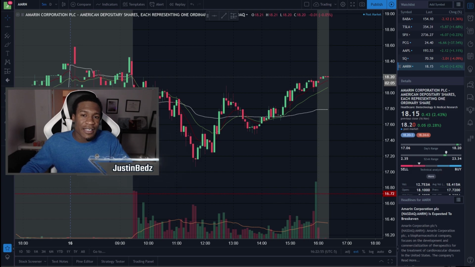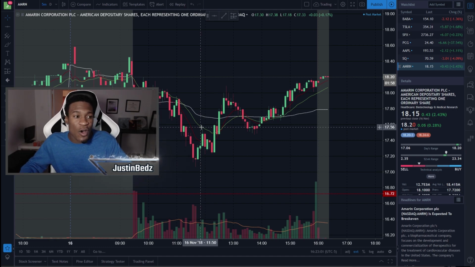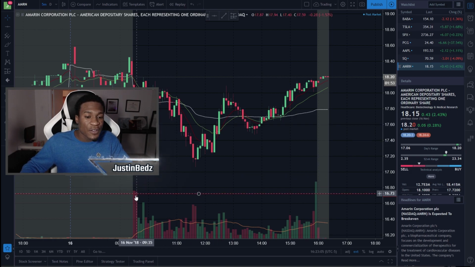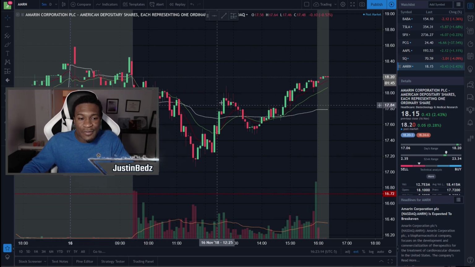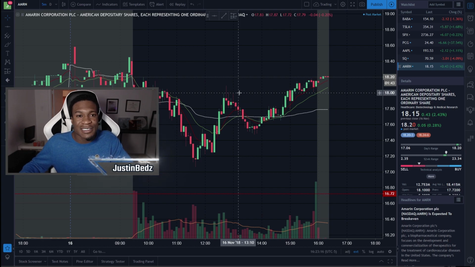Next thing we got on here would be this white line. This would be the VWAP. It's almost like a moving average, but it takes into account volume. So this is the volume weighted average price. If you see more volume here, it'd take this point as more significant than somewhere with less volume, and it derives its calculation by using these points.